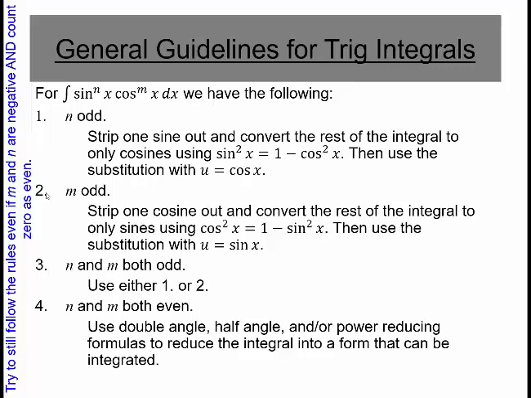If both n and m are odd, it doesn't matter, you can use either one. If m and n are both even, you're going to use double angle, half angle, or power reducing formulas to reduce the integral into a form that can be integrated. So when they're both even, that's a little bit harder.